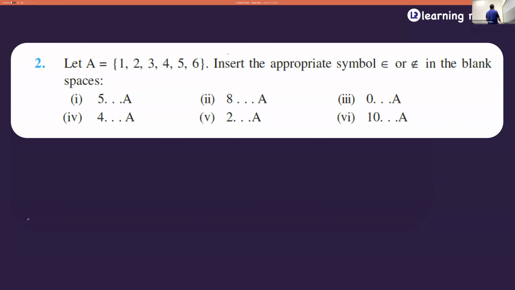So what about the second one? Let A is equal to 1, 2, 3, 4, 5, 6. It's the first 6 natural numbers, or I will say the first 6 positive integers. I can define it in any way I want. Insert the appropriate symbol, belongs to or doesn't belong to, in the blank spaces. 5 belongs to 8. It's simple, right?